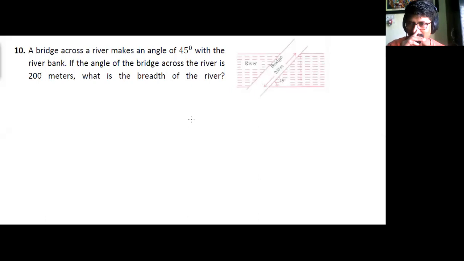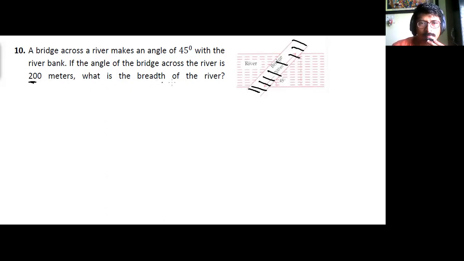Still reading through very basic questions of this chapter. Let's read the question. A bridge across a river makes an angle of 45 degrees. Now this is a bridge. I hope you understand. So the bridge is 200 meter in length. That means the length of the bridge is 200 meter, that means the hypotenuse is 200 meter.